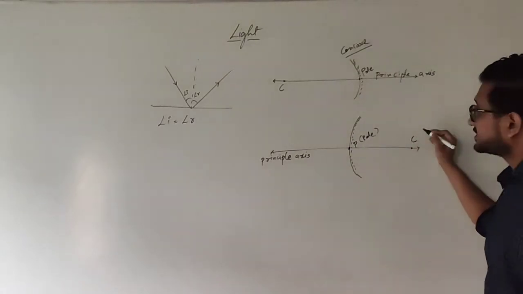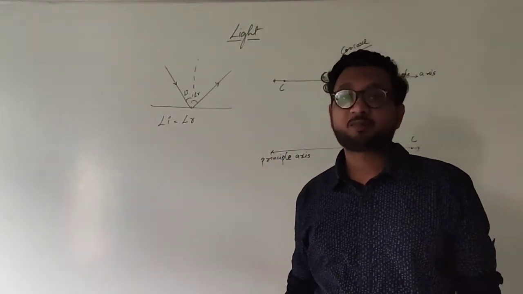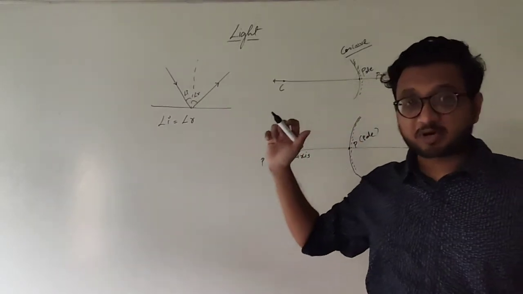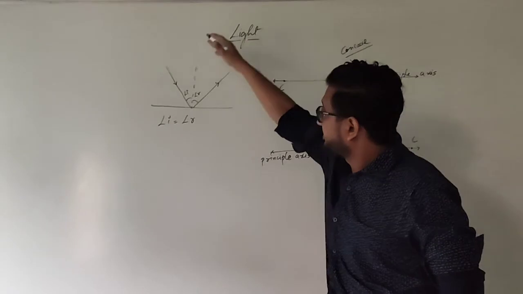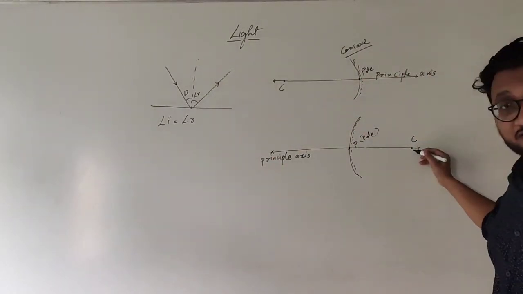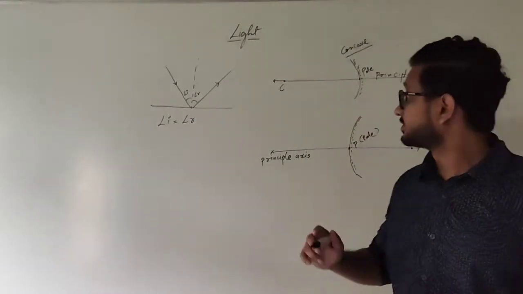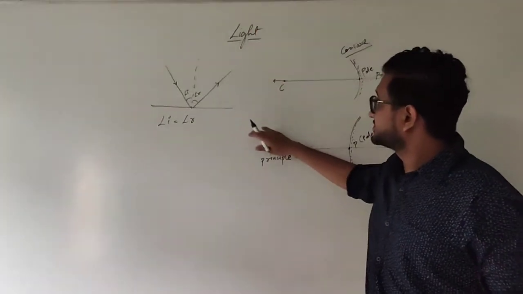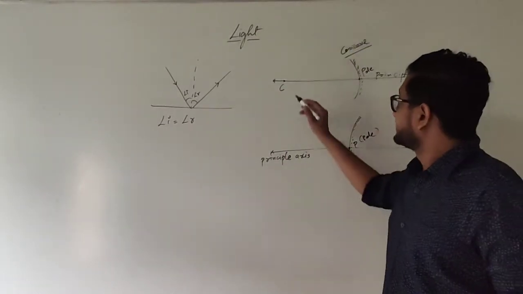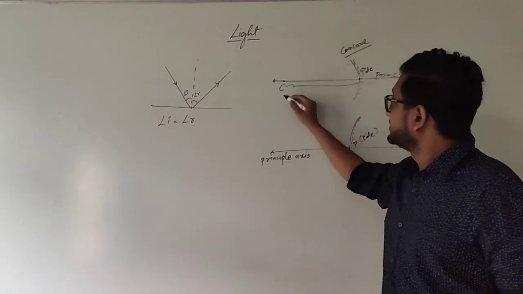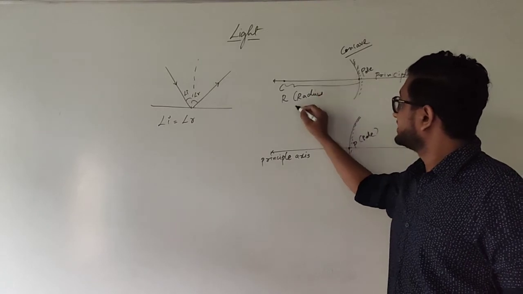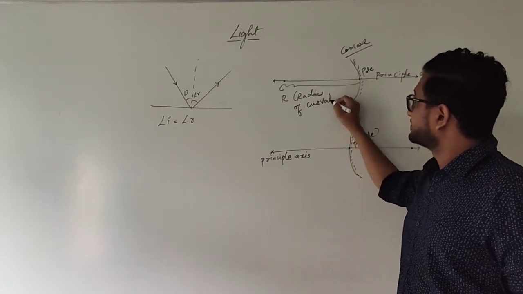The center of curvature is actually the center of the imaginary sphere of which this mirror is a part. So if you imagine a sphere like this, and imagine a sphere like this, then this center of curvature is the center of that sphere. And therefore, this part is called the radius, the radius of curvature.